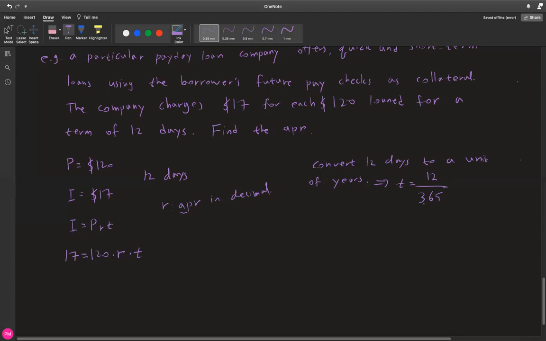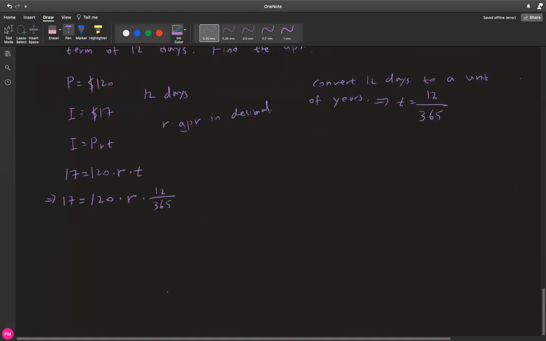So let's plug this value into the T here. Then you will end up with $17 is the interest for borrowing $120 for whatever APR it is that we're trying to find. We know that the T here, the term, is 12 days out of 365 days. So we actually now have established the equation that involves only one variable. So now it's easy to find the R.